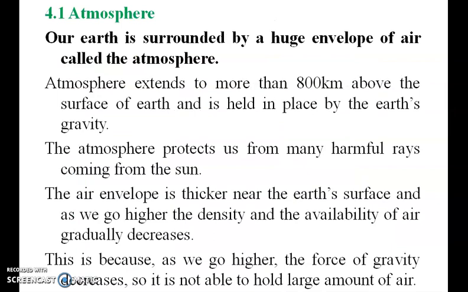Now let us see what the atmosphere is. Our earth is surrounded by a huge envelope of air called the atmosphere. This atmosphere extends more than 800 kilometers above the surface of the earth and is held in place by the earth's gravity. The atmosphere protects us from many harmful rays coming from the sun. The sun produces so many radiations, and this atmosphere protects the earth and the human beings living on it from this dangerous radiation emitted by our sun.